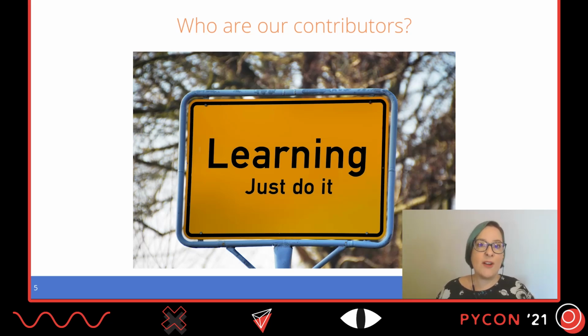So who are our contributors? I'm showing here a picture of a yellow sign that says "learning, just do it." And of course, that's not what happens in real life. People who approach us to contribute to NumPy are usually people who have not had a lot of experience contributing to other open source projects, like I mentioned before, but they may have a lot of experience in other stuff. However, this is very hard to grasp just looking at GitHub issues or comments or pull requests.